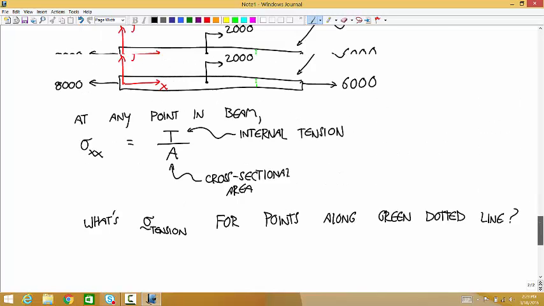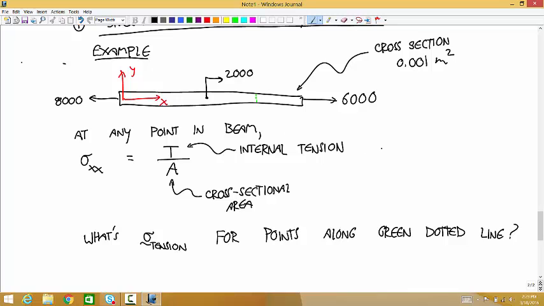Oh, and one thing I want to point out about this is you can just trust the signs. You don't have to worry about your own positive or negative here. If T is positive, the stress is positive. If T is negative, the stress is negative.